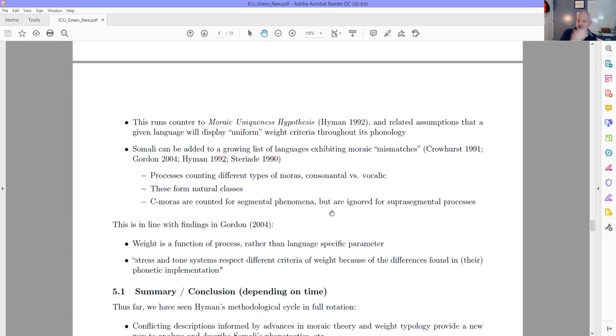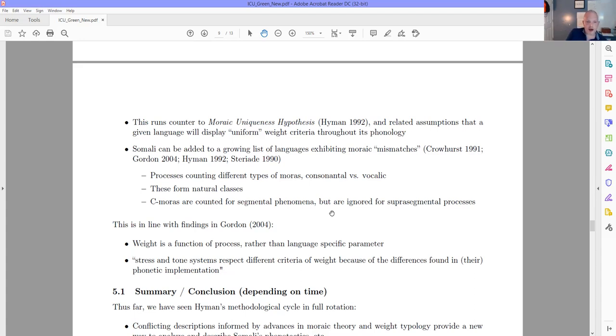So as I mentioned in the introduction, this runs counter to the moraic uniqueness hypothesis and related assumptions that a given language will display so-called uniform weight throughout its phonology. So I would argue that Somali can be added to a growing list of languages exhibiting these so-called moraic mismatches. This has been discussed on a number of occasions: Crowhurst's analysis of Tuba-Tulabal, Hyman's of several Bantu languages, Steriade's of different varieties of Greek, and then Gordon talks about this in a cross-linguistic survey.